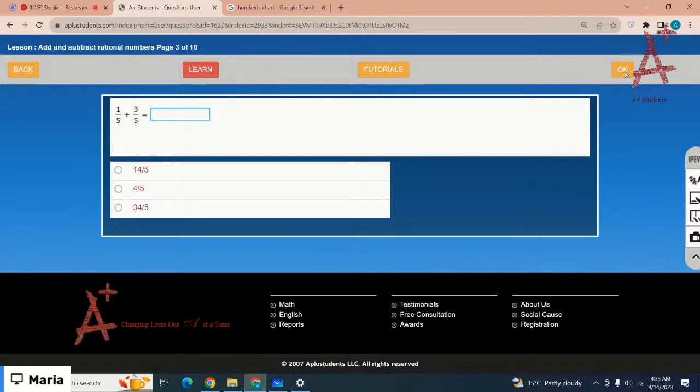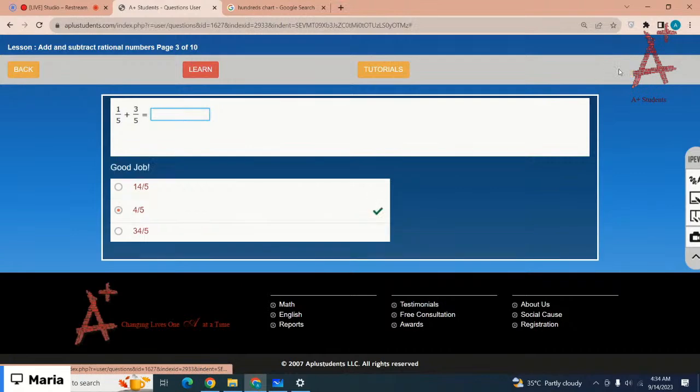The next one is 1 by 5 plus 3 by 5. They have like denominators. You simply have to add their numerators. That would be 4 over 5. Very good.